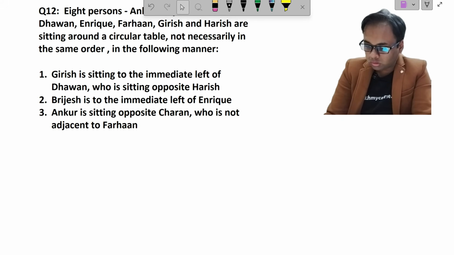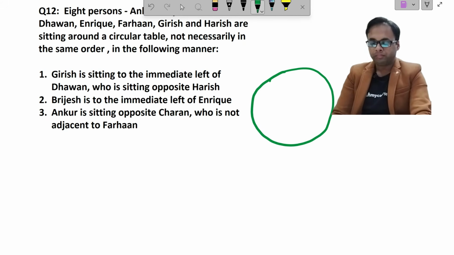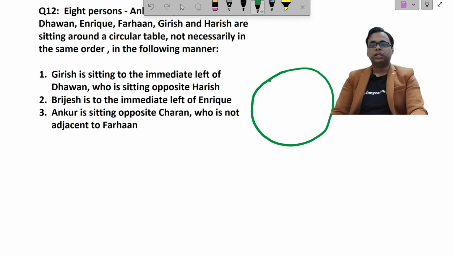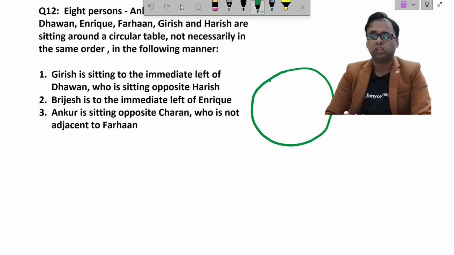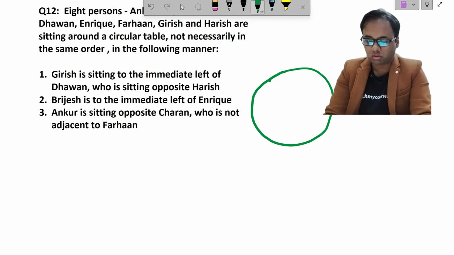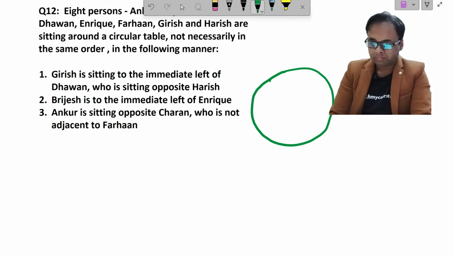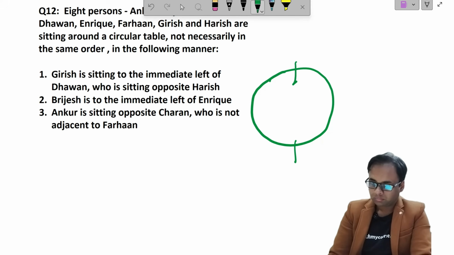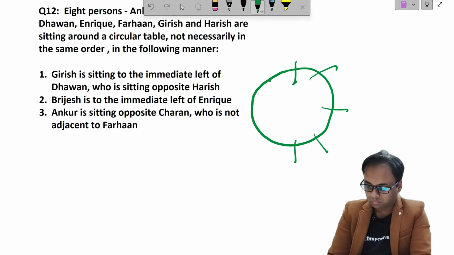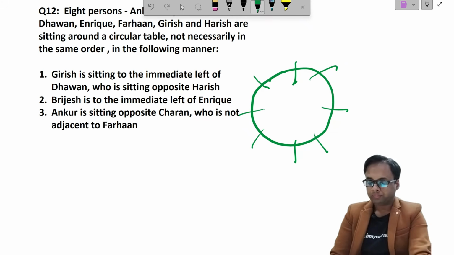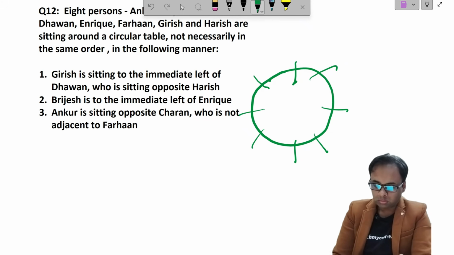Girish is sitting to the immediate left of Dhawan. So first of all, we should just draw a round table, and we can start calling these 8 persons by their initials like A, B, C, D, E, F, G, and H. Whenever we are solving such questions, we should focus on who is sitting to the immediate left or immediate right of someone. So Girish is sitting to the immediate left of Dhawan. Maybe we can place these 8 people like this.